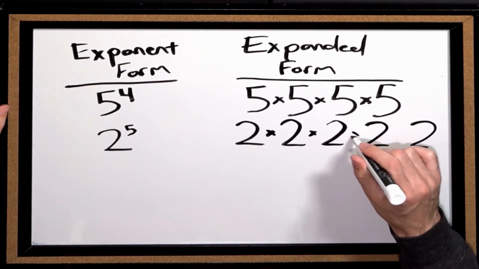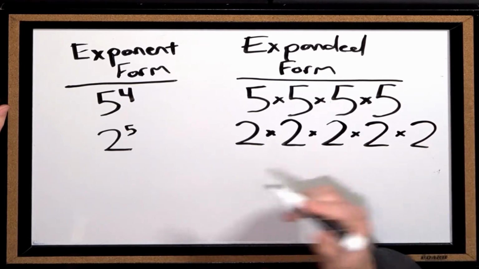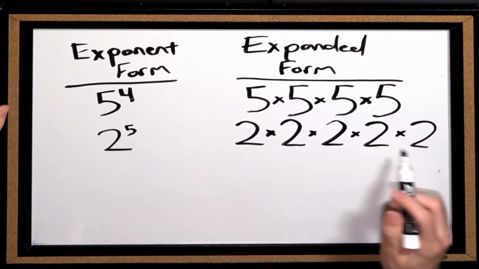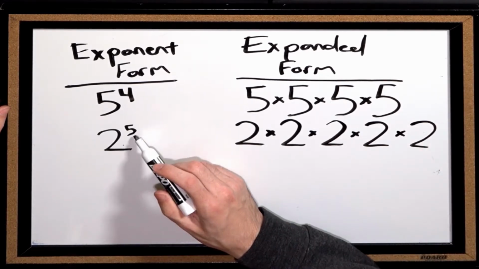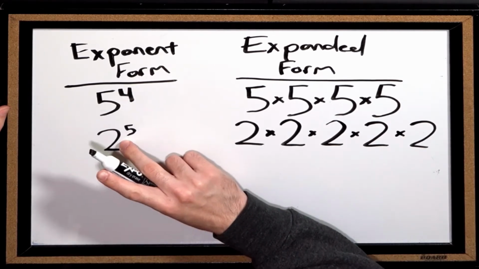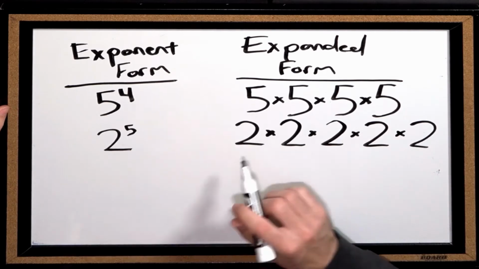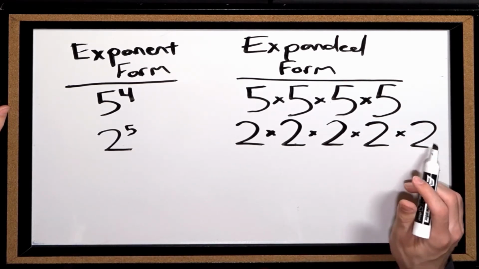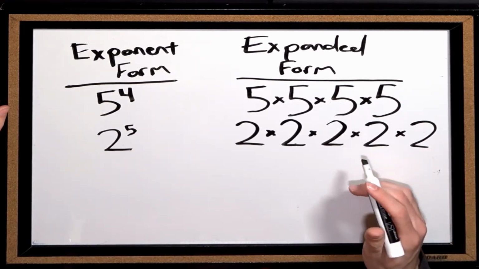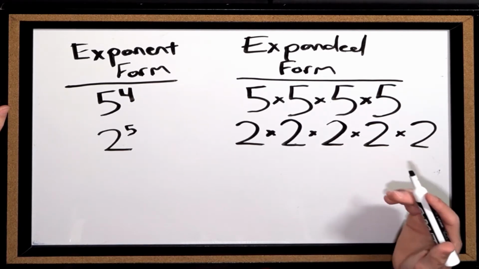And we're always multiplying. A lot of times people make the mistake of trying to add this together, or they'll multiply this times this, which will give you 10. No, you're always multiplying the number by itself that many times. So 2 times 2 times 2 times 2 times 2, which would be 32.